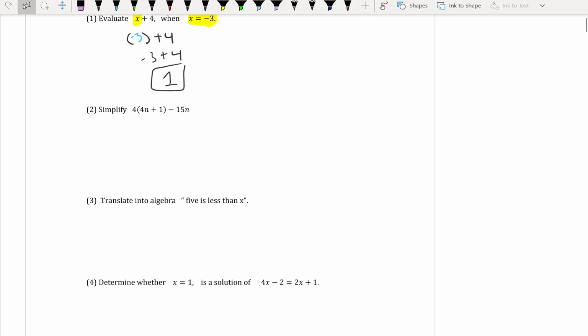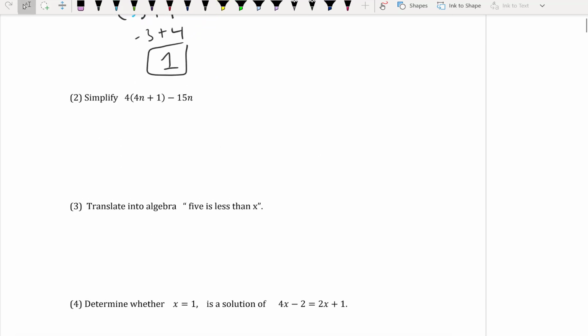Now for number 2, it tells us to simplify. So here what we see differently are parentheses. That parentheses tells us to distribute. So we are going to multiply number times number. So we are going to get a 16n plus 4. That comes from multiplying that 4 inside the parentheses, and you still have a minus 15n.